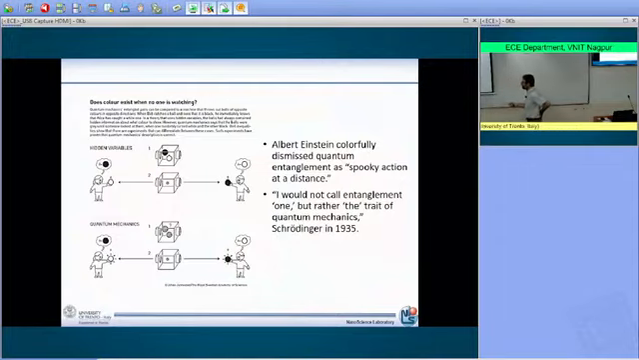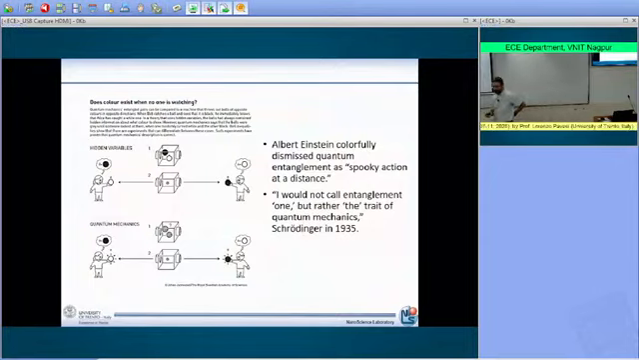Then the two photons, the blue or the red, are sent to two observers, which are typically called Alice and Bob. And now Alice is looking at the photon and observes that the photon is blue.